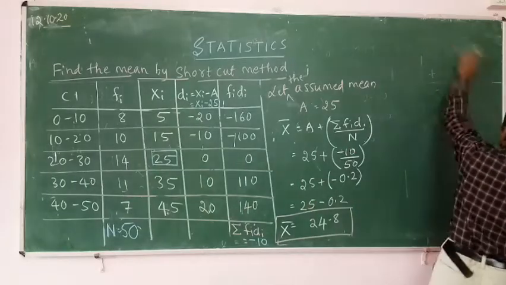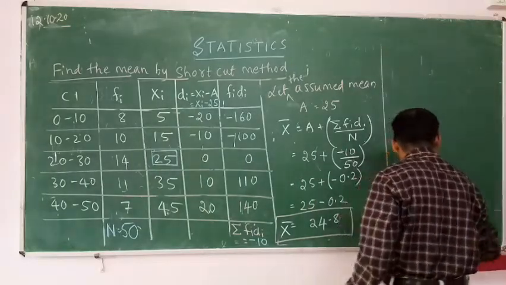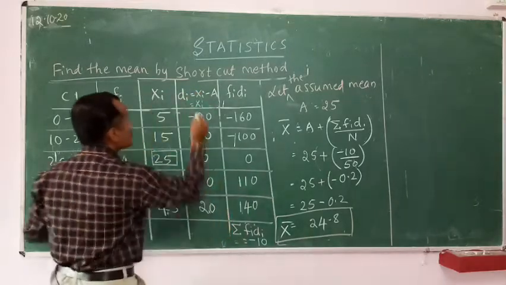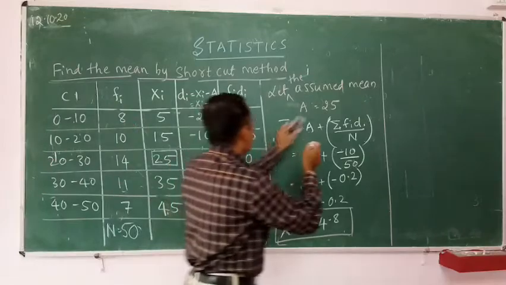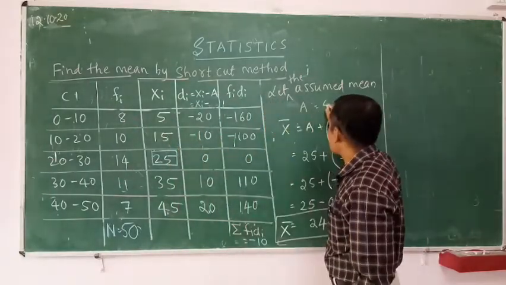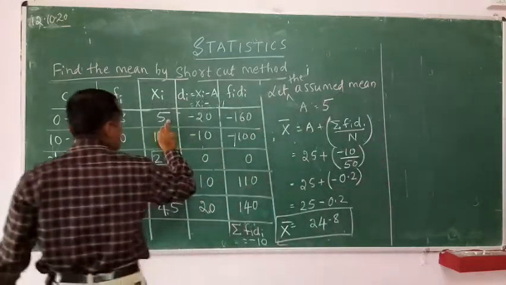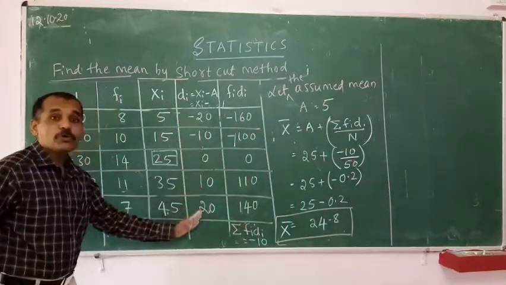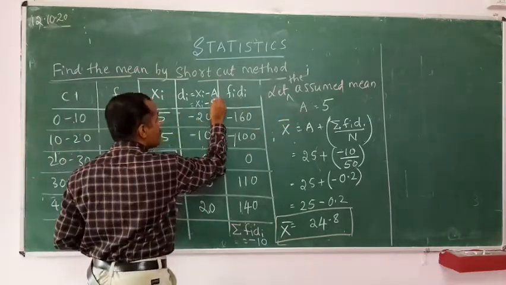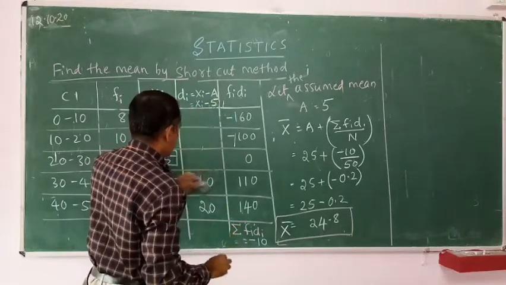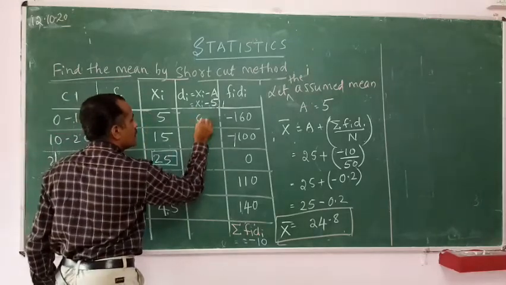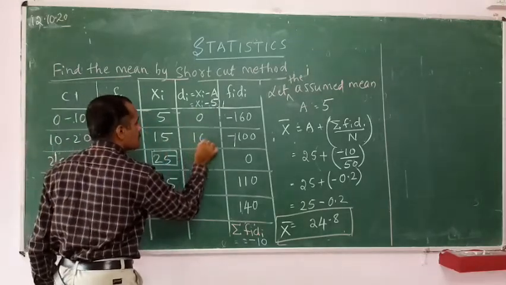I will solve that same problem once again. Instead of the middlemost value, instead of 25 as the assumed mean A, I will choose the first value. What is the advantage? If you always take the first value as the assumed mean, all values will be positive for you. Check it. Xi minus A, A is 5. You are not getting negative, always positive. 5 minus 5, 0. 15 minus 5, 10. 25 minus 5, 20. 35 minus 5, 30. 45 minus 5, it is 40.